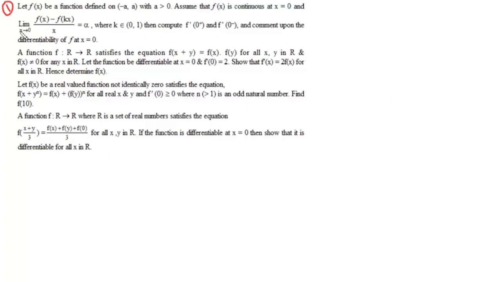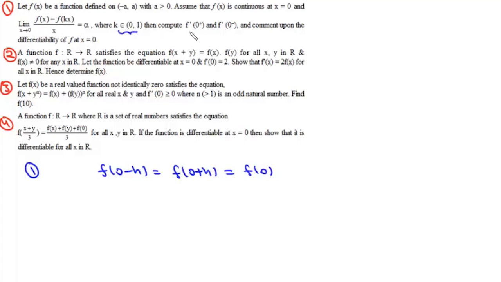Now, here we have 4 questions: 1, 2, 3 and 4. We'll start with the first one, and it says, let f(x) be defined on -a to +a with a greater than 0, and assume that f is continuous at x equals 0. That means f(0-h) is equal to f(0+h), and it'll be equal to f(0). It is given that limit x tends to 0, (f(x) - f(kx))/x is equal to alpha, where k lies between 0 and 1, then compute f'(0) positive and f'(0) negative and comment on differentiability of f at x equals 0.